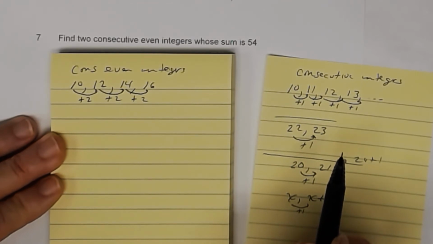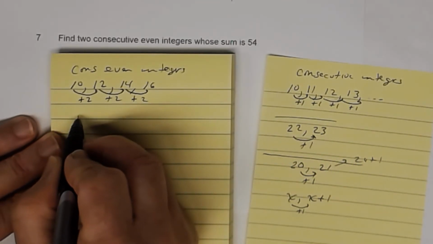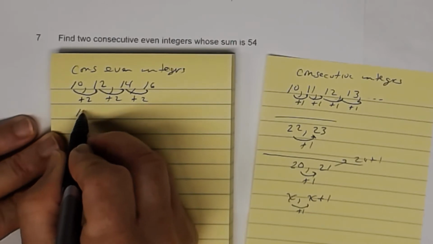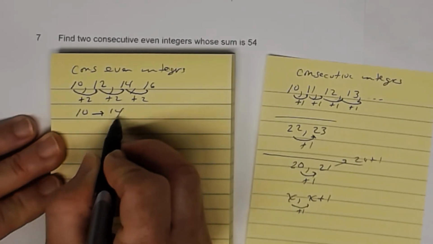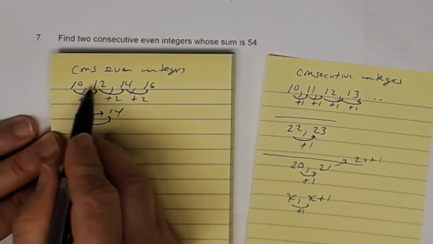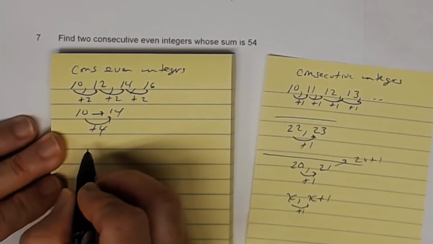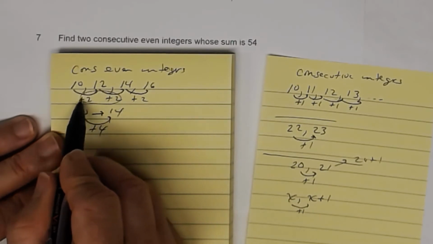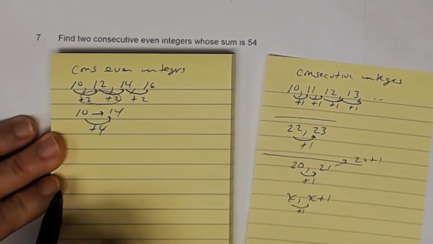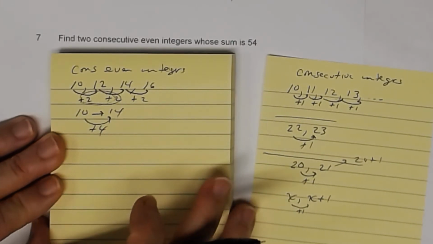Okay? Now, one more thing I got to ask you. If I go from 10 to 14, what did I add? 10 plus what is 14? 4, right? And so see, 2 plus 2 is this 4 here. Okay, so we're going to use that idea in a little while.